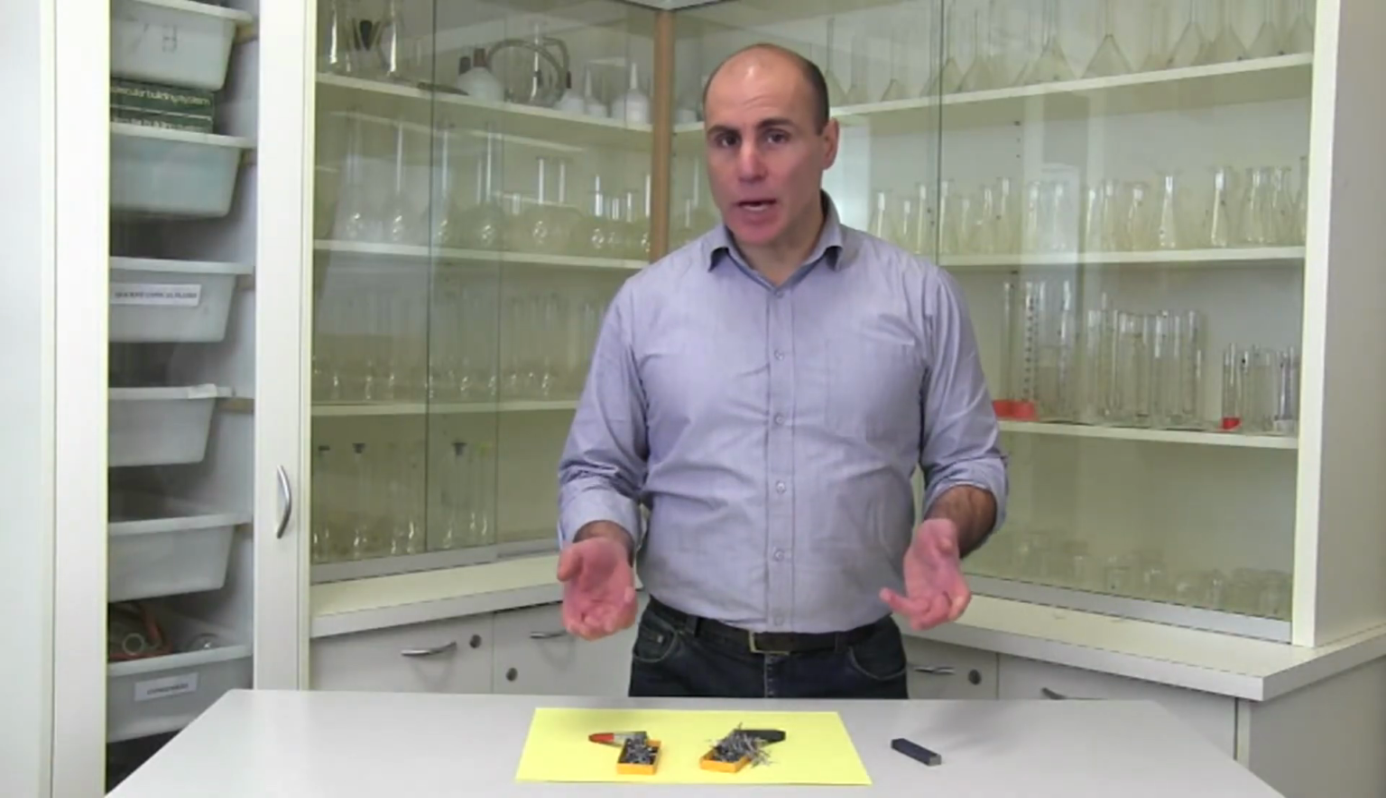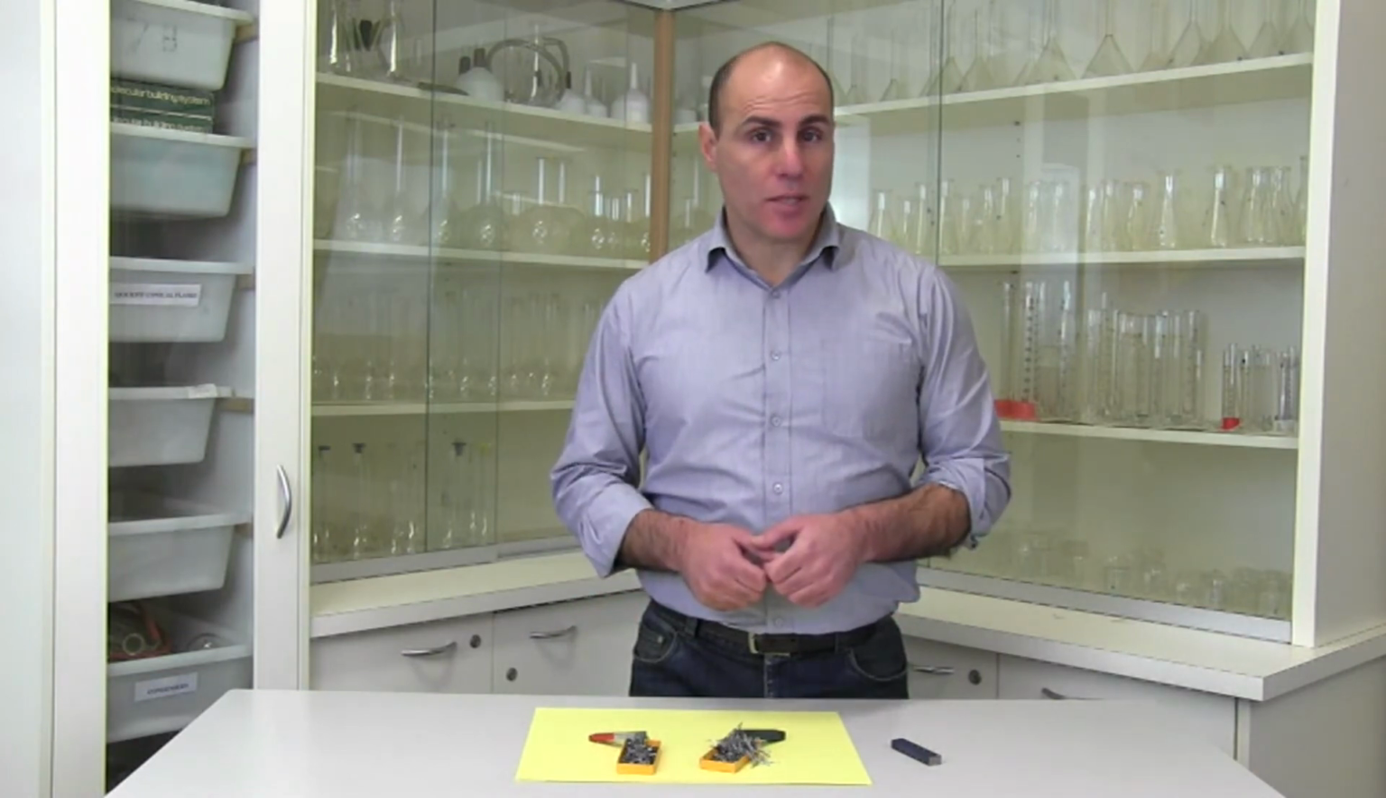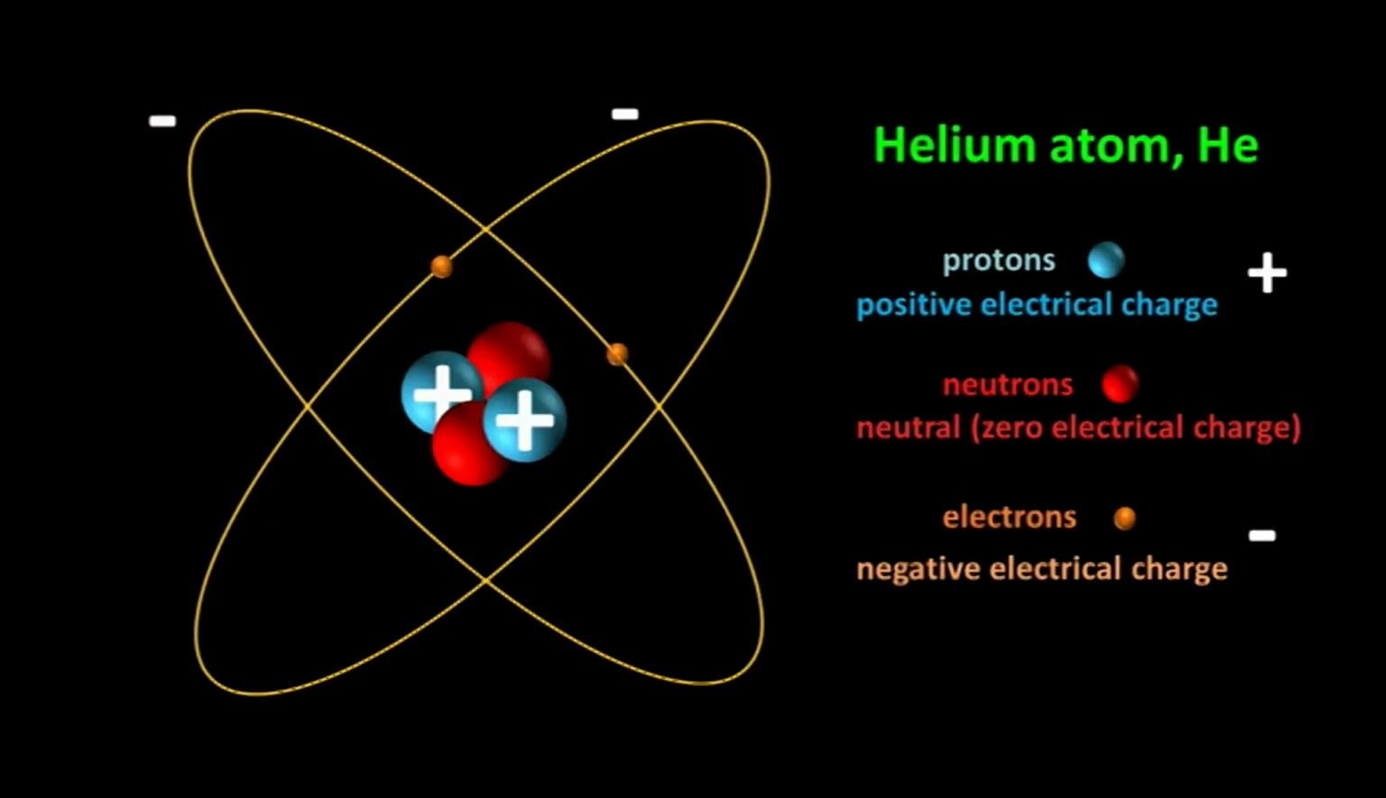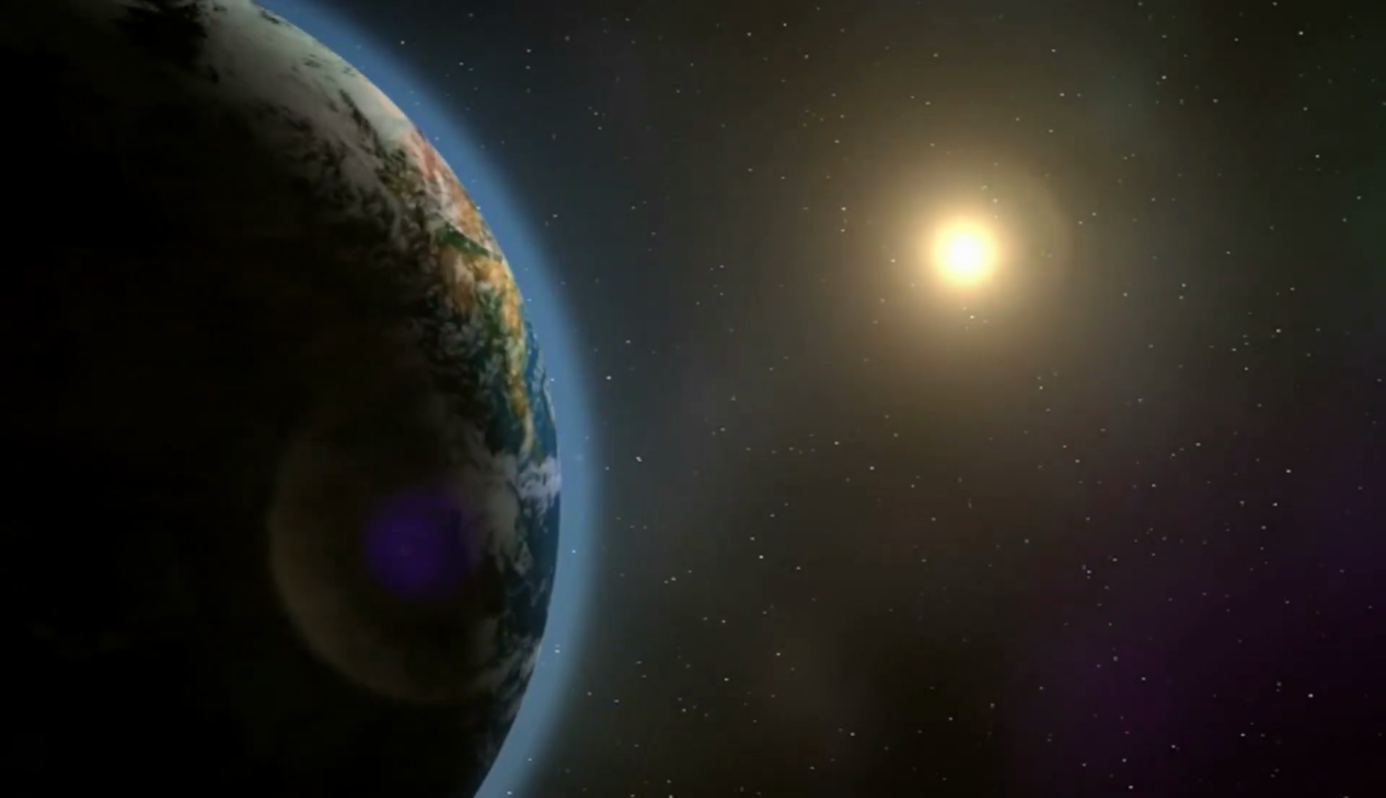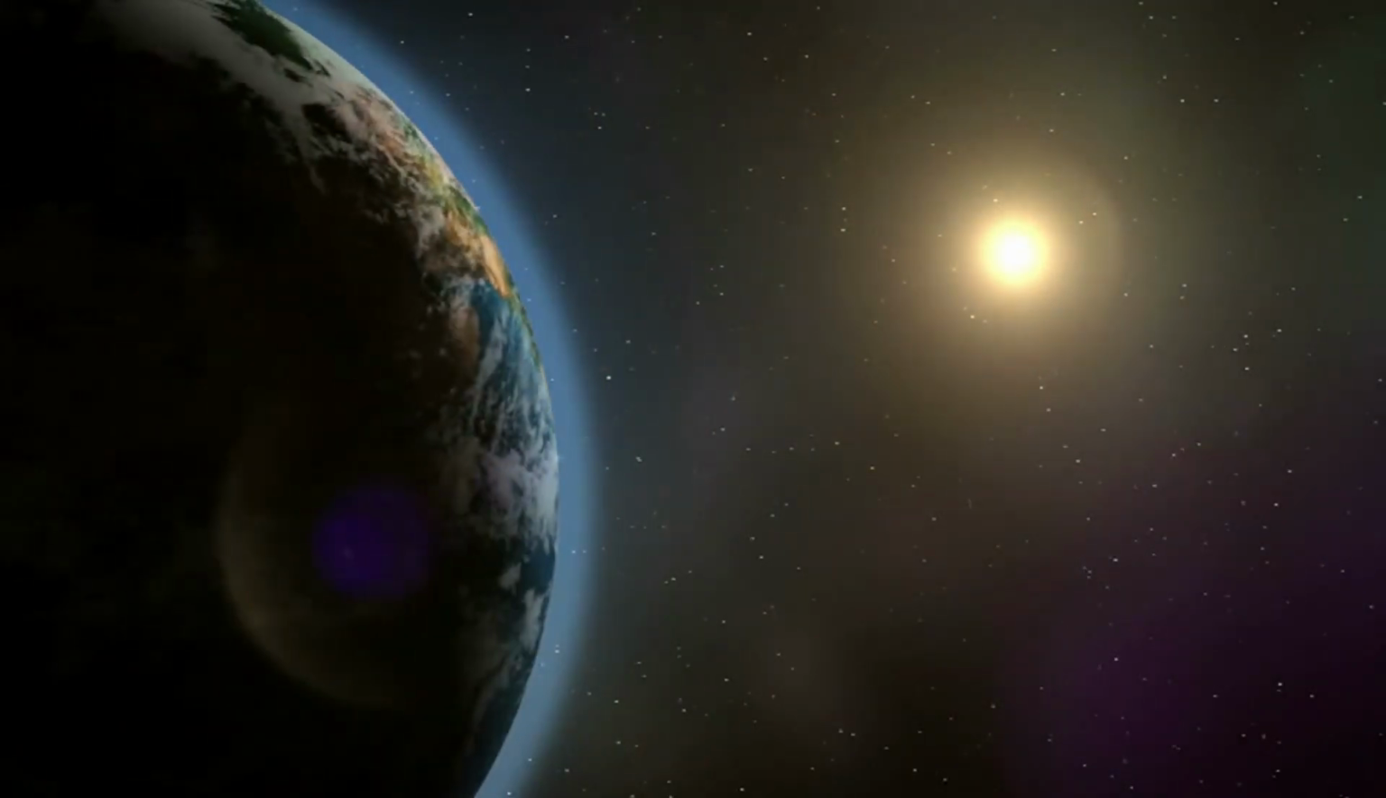Electrical charge is similar, but is described as being either positive or negative. The positively charged protons attract the negatively charged electrons and stop them from flying away. In that sense, it's a little like the gravitational force of attraction between the Sun and the Earth.